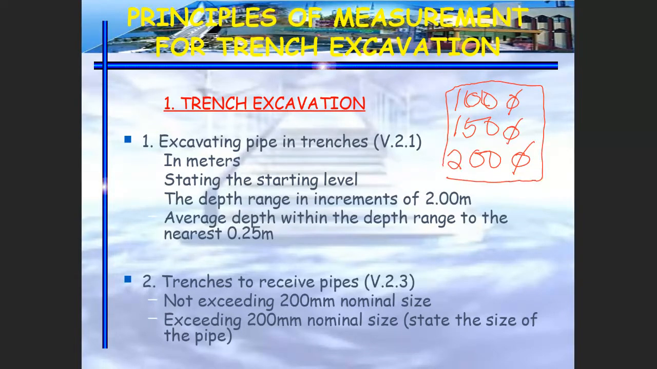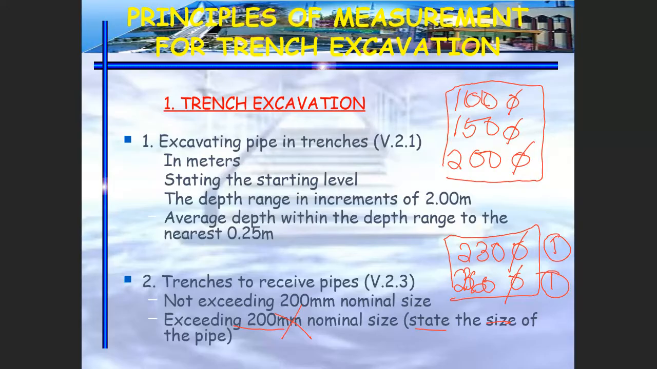But let's say you have a pipe that is 230 nominal size, and another one is 260 nominal size. Can you total up this one under exceeding 200? Cannot, because once it is exceeding 200 mm nominal size, you must state the size of the pipe. So this one has to be measured separately. This one is considered as another item.